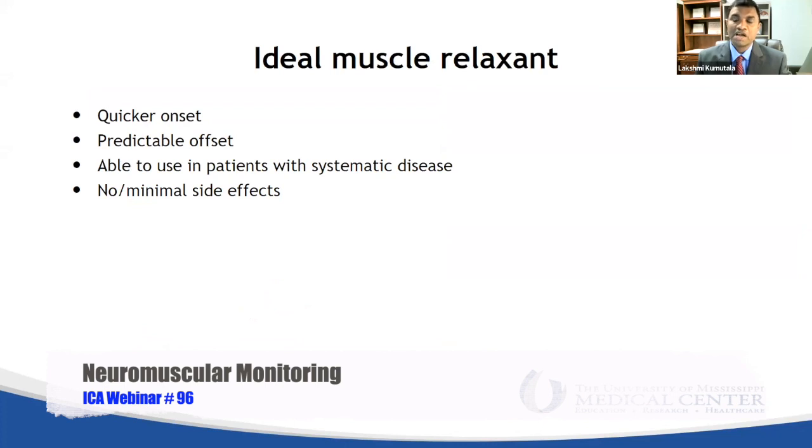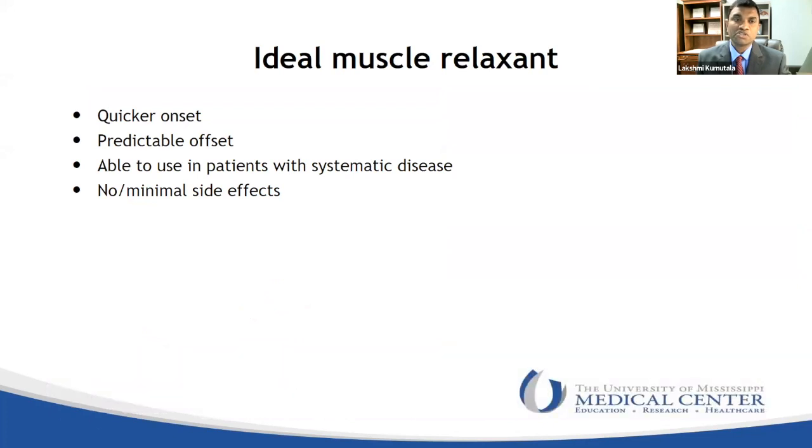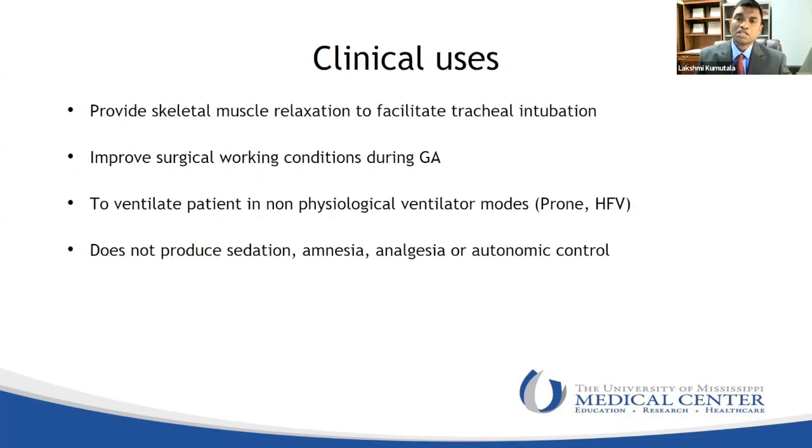The muscle relaxant should have a quick onset, a predictable offset, and you should be able to use it in all patients with systemic diseases with no or minimal side effects. The clinical uses of neuromuscular blockers are to provide skeletal muscle relaxation to facilitate tracheal intubation, improve the surgical working conditions during general anesthesia, and to ventilate the patient in non-physiological ventilatory modes like prone position ventilation and also high frequency jet ventilation.